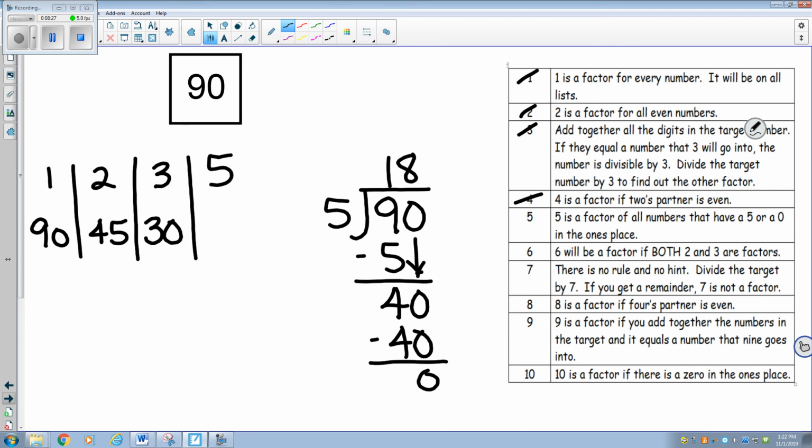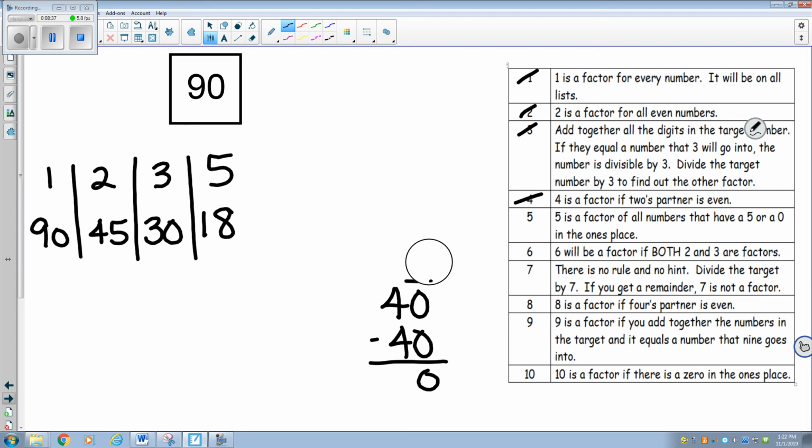So by doing our division problem, we've learned that 5 times 18 is 90. 5 times 18 gives us exactly 90. All right, so we checked out 5.